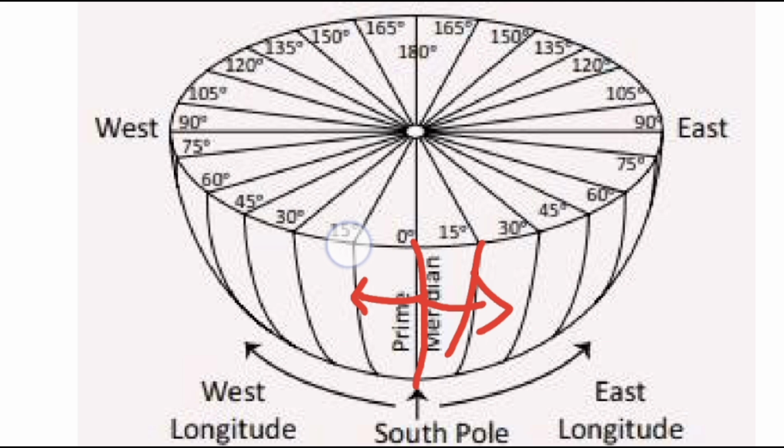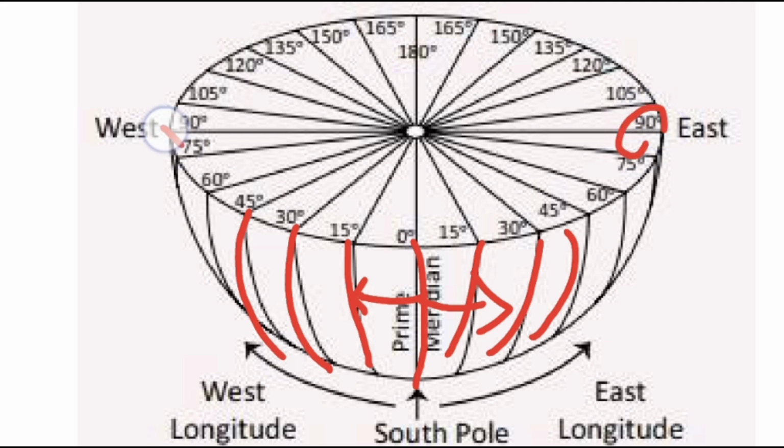So this is 50 degree, this is also 50 degree, this is 30 degree, this is also 30 degree, this is 45 degree, this is also 45 degree. Okay, this is 90 degree, this is also 90 degree. So this particular angle is 90 degree, this particular angle is also 90 degree. Then we are just moving ahead.